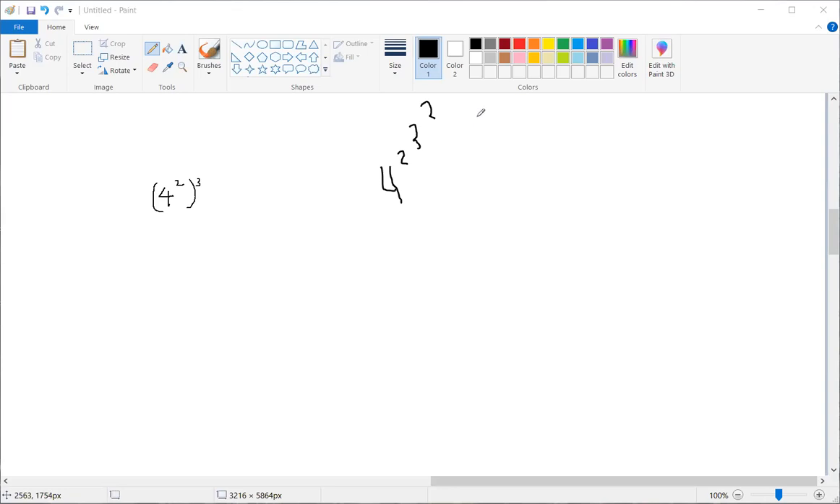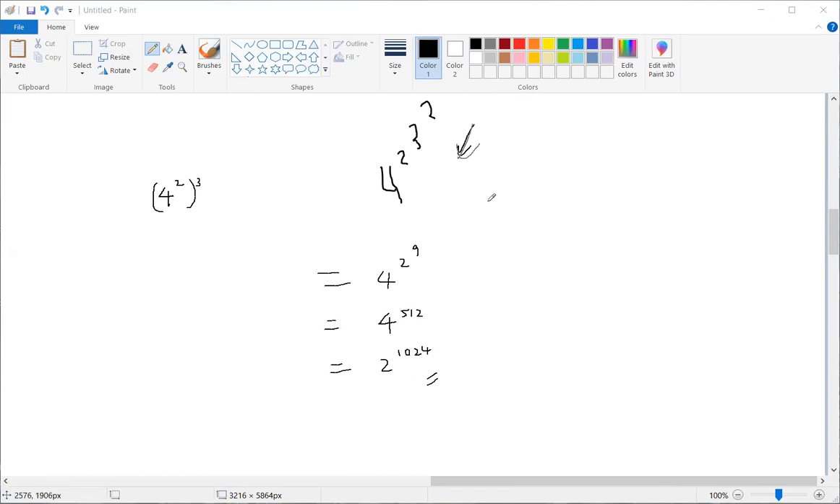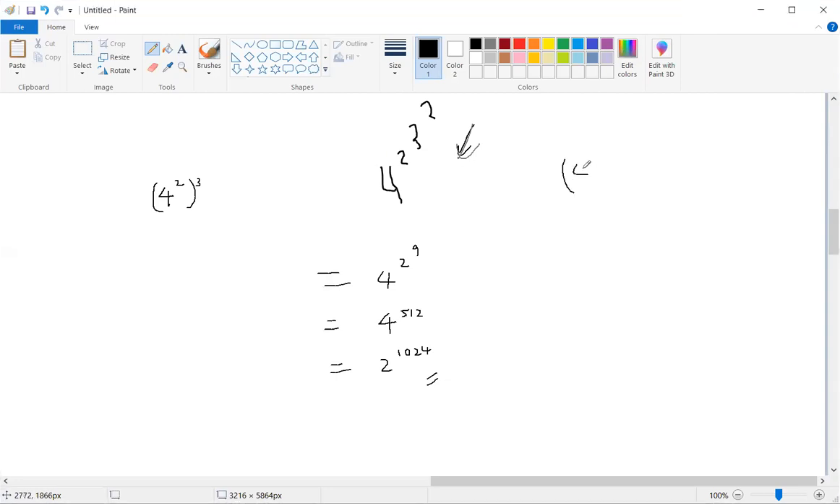Okay, so as I said, the correct direction is this way, right? You recall? So let's do that. So here it should be a 4 squared, and then here 2 to the 9. Then 2 to the 9 is 512, so that is 2 to the 1024. And if you add a bracket there, you have to calculate the bracket inside first and then the exponent, right?